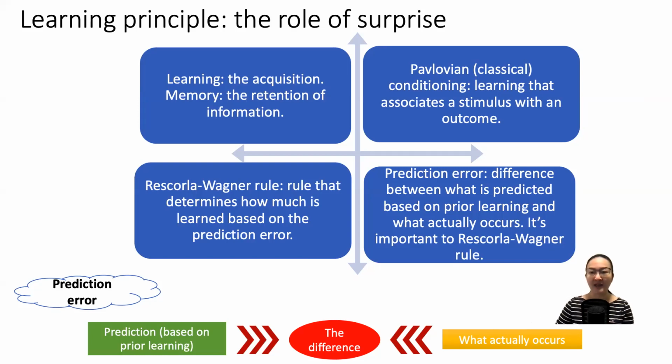What is a prediction error? It's the difference between what is predicted based on prior learning and what actually occurs. It's important to the Rescorla-Wagner rule. Here you can see the prediction error, the prediction based on prior learning, and what actually occurs. You see here there is a difference. The bigger the difference between the prediction from the previous learning and what actually occurs, the more you learn. That's the prediction error, and that's the principle.